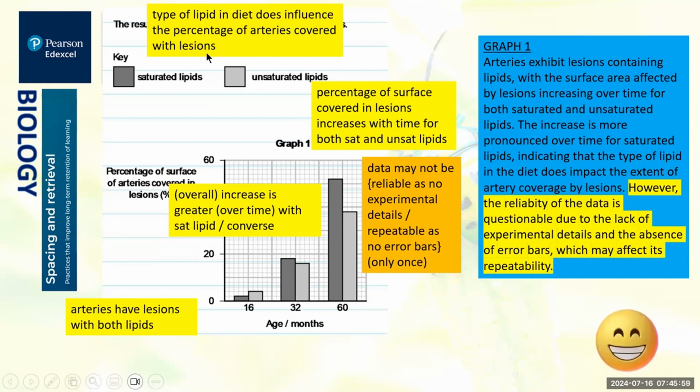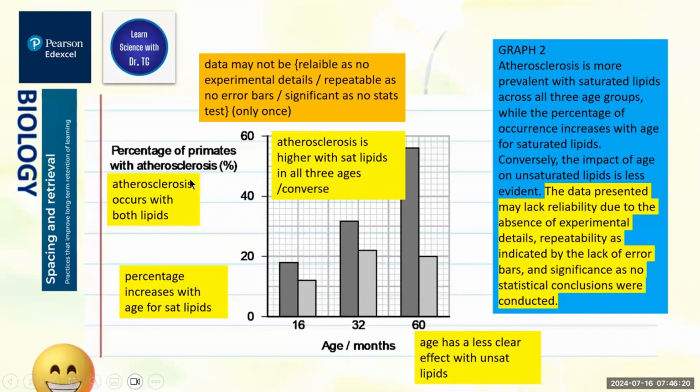So all the boxes with the yellow color are done, and now the statistical part here. However, the reliability of the data is questionable due to the lack of experimental details and the absence of error bars, which may affect its repeatability. The second graph: percentage of primates with atherosclerosis with the age.